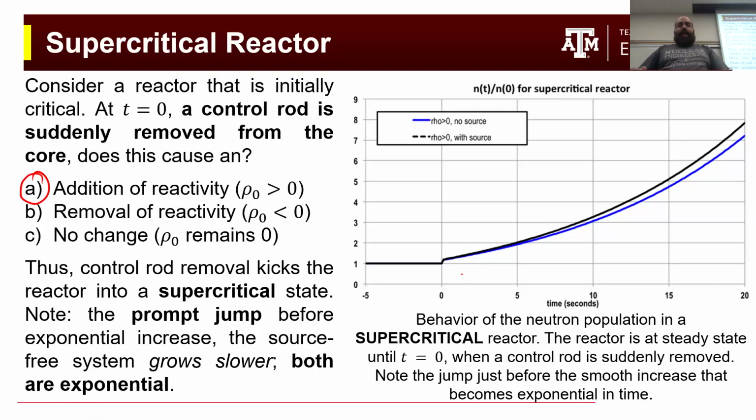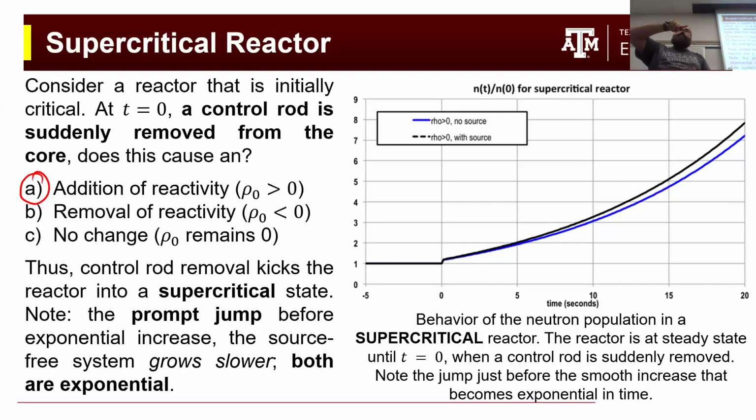Perfect. And what we see, these two plots are showing how the reactor would respond when it goes from critical to supercritical. And notice both of these increase exponentially. The bottom one is with no source. The blue one is no source, and the black one is with a source. So this is an important thing to mention: in both cases, whether it's a source or no source, it's an exponential increase.